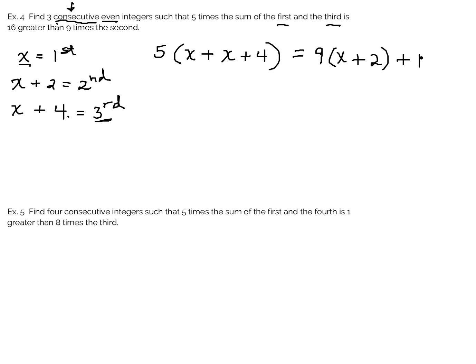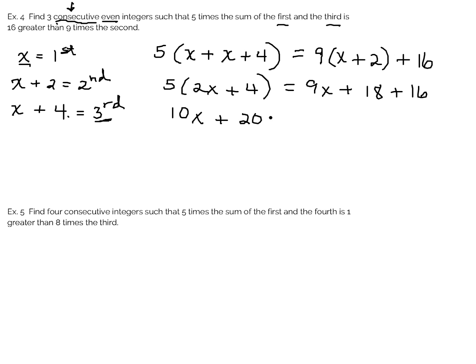I always put the greater than or the less than on the end. It's just a habit that I have. Because if it had said 16 less than 9 times the second, remember we subtracted off the end instead of saying 16 minus the other part. Once you get this, it's a really simple linear equation. So we get 5 times 2x plus 4 equals 9 times x plus 2 plus 16. I'll distribute: 10x plus 20 equals 9x plus 34.